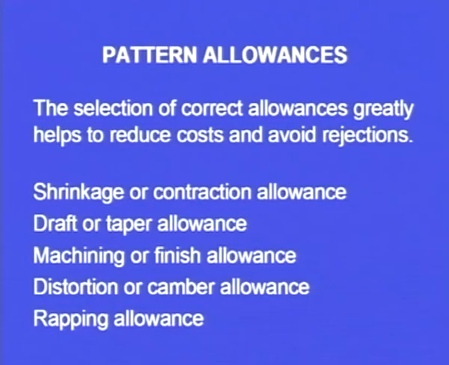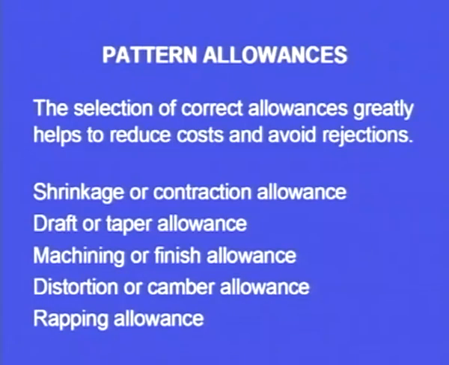This difference comes because of certain allowances. We need to give certain allowances to the pattern, and we briefly discussed these in the previous class. These are the pattern allowances. One is shrinkage allowance or contraction allowance, another is draft or taper allowance, then machining or finishing allowance. Next one, distortion or camber allowance. Next one, the warping allowance.